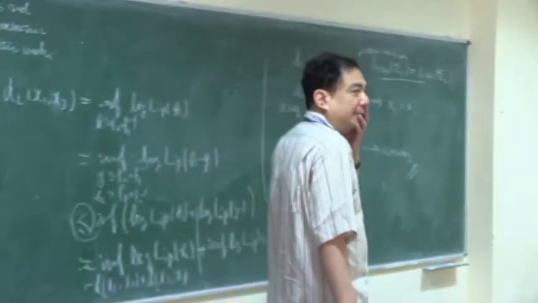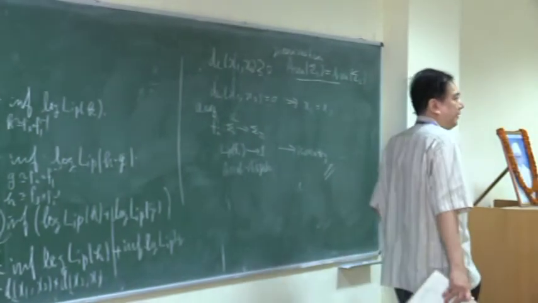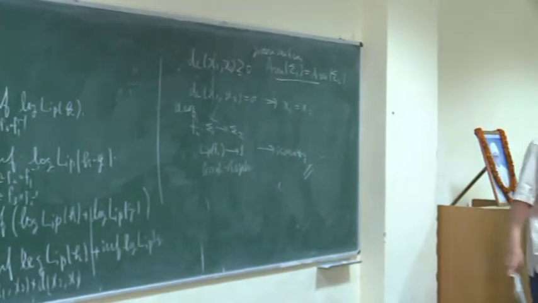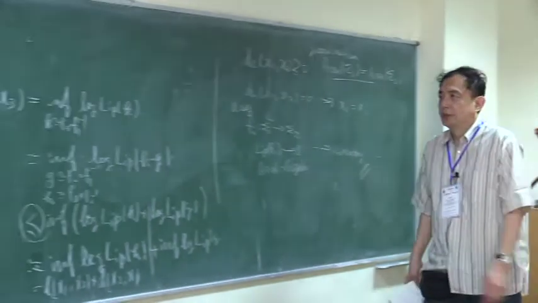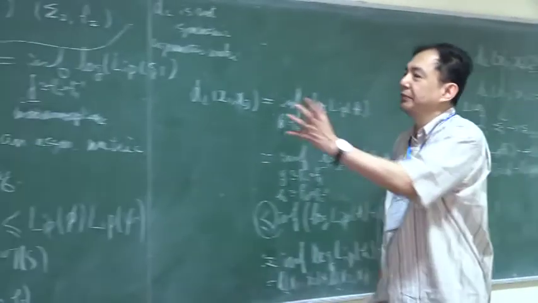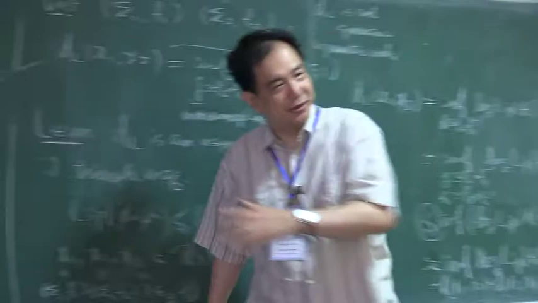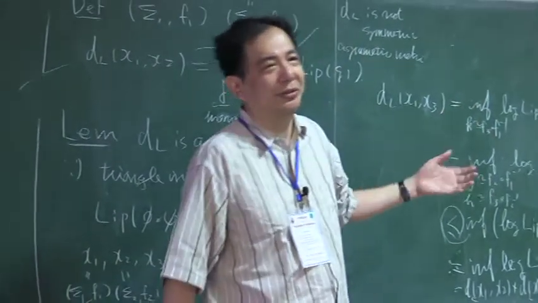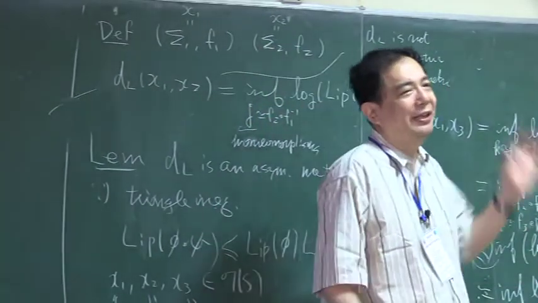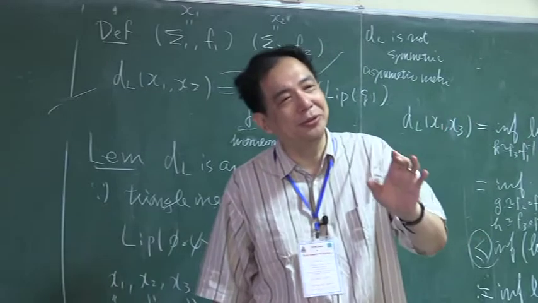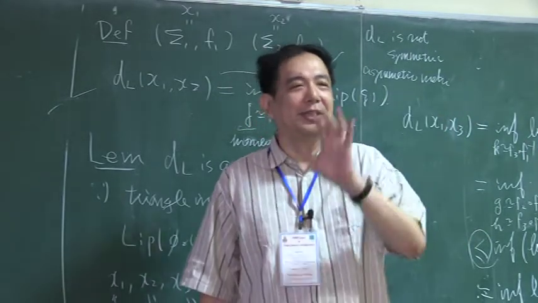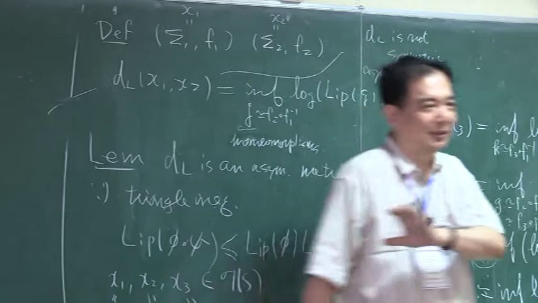Right. Okay. Is it clear? Yeah? To here? So this is a metric, but not a usual metric because there's no symmetry. The d_L(X1, X2) might be different from d_L(X2, X1). Okay.